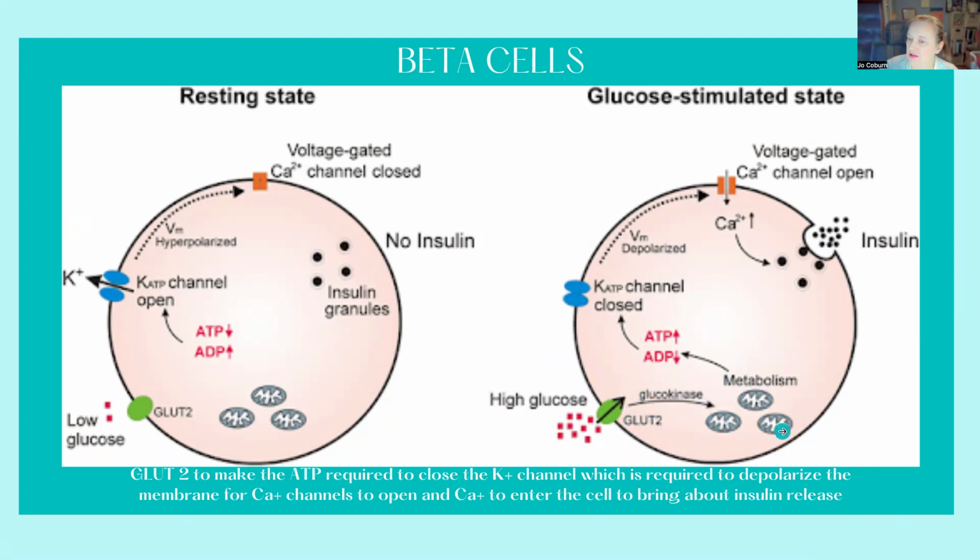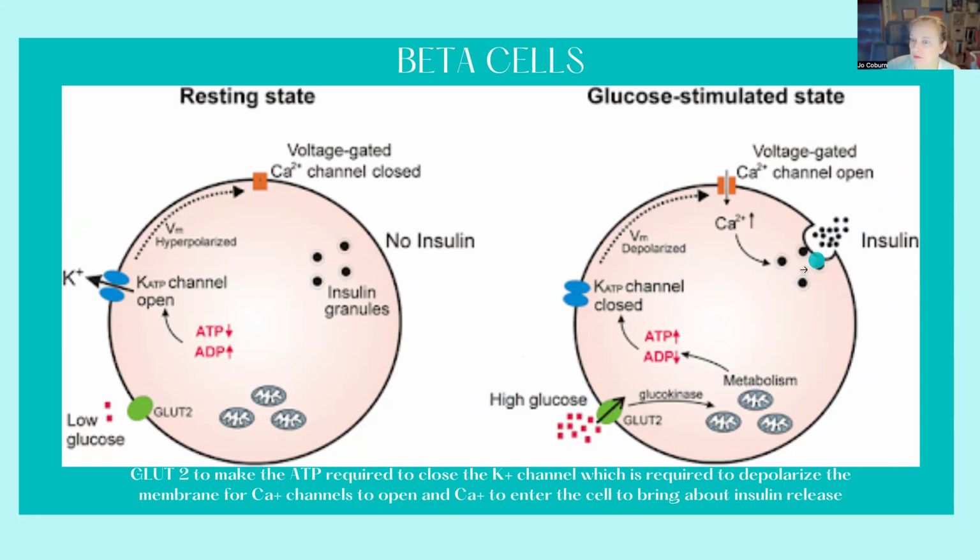Glucokinase affects the mitochondria to release ATP, which is going to close this channel. It's going to depolarize the membrane, which opens the calcium channel because the calcium channel is voltage gated. So once this depolarizes, it opens the calcium channel. Calcium comes into the cell and acts to release insulin into the bloodstream.